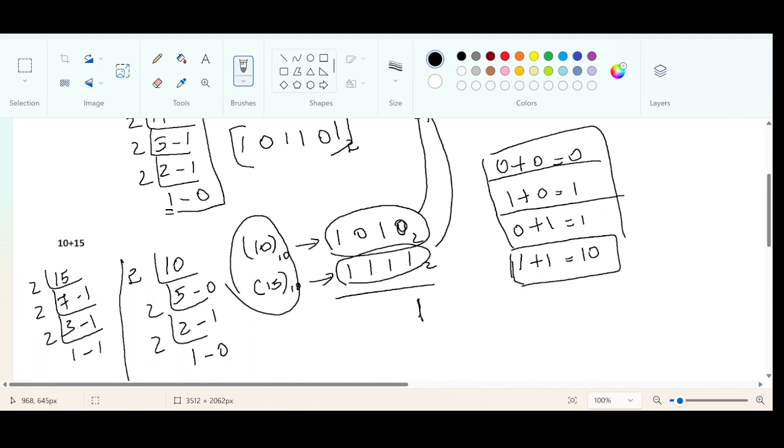I'm just adding 0 and 1 1. 1 plus 1 is going to be 10 again. Again 1 plus 1 is 10. Again 10 plus 1 is going to be 11.